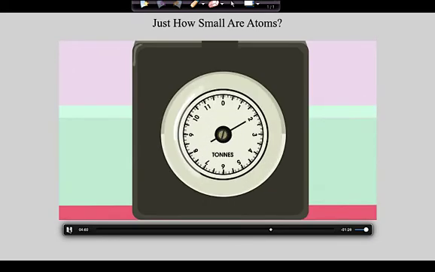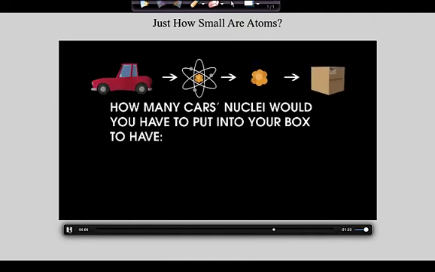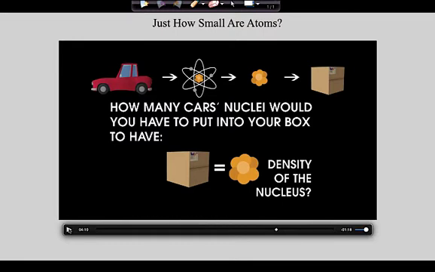Now, cars on average weigh 2 tons. How many cars' nuclei would you have to put into the box to have your 1 foot box have the same density of a nucleus? Got it? So here's the question: if we wanted to make the matter inside this box as dense as the nucleus of an atom, what would we have to put in the box?